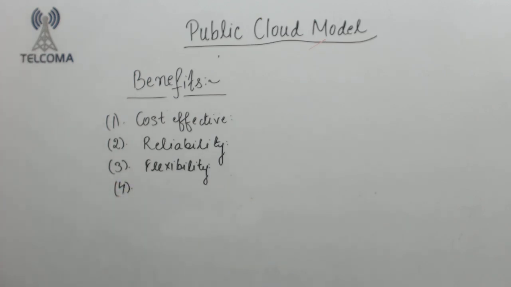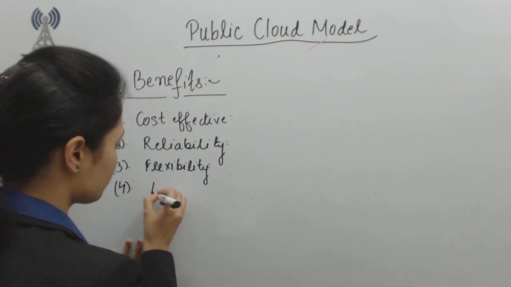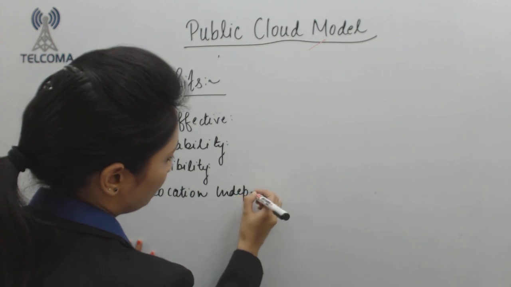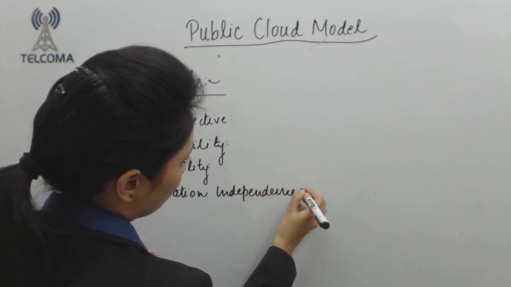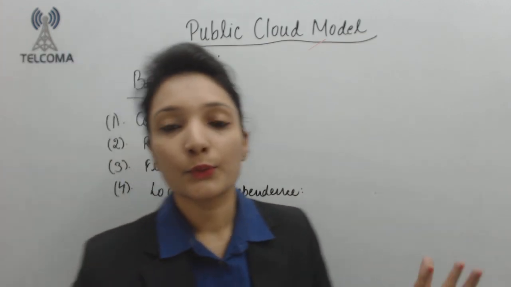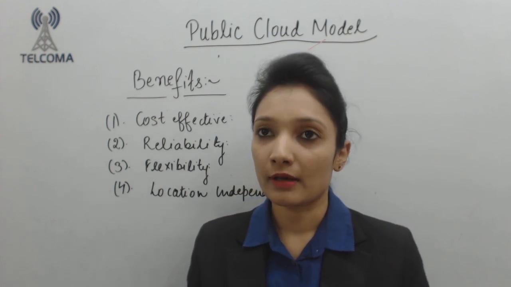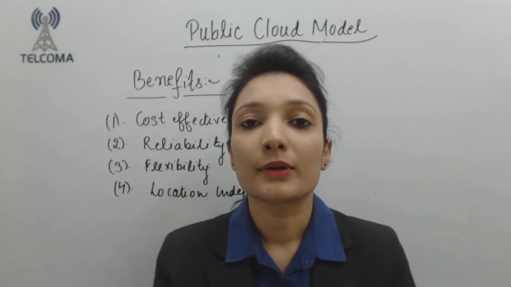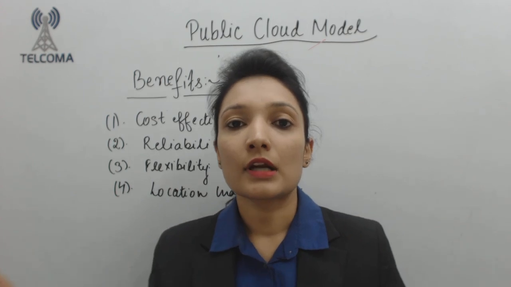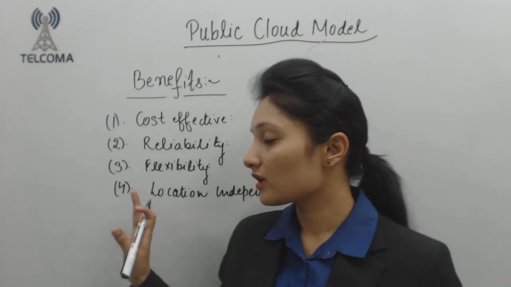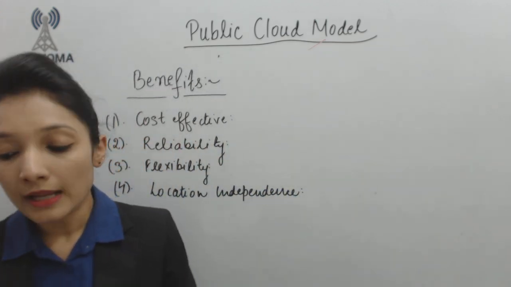After flexibility, the next advantage associated with the public cloud model is location independence. Since your public cloud services are delivered through the internet, it ensures location independence. That means you don't have to be location dependent. You can access a resource at one location, because the resources are distributed, and it can also be accessed from another location. So it is offering location independence.